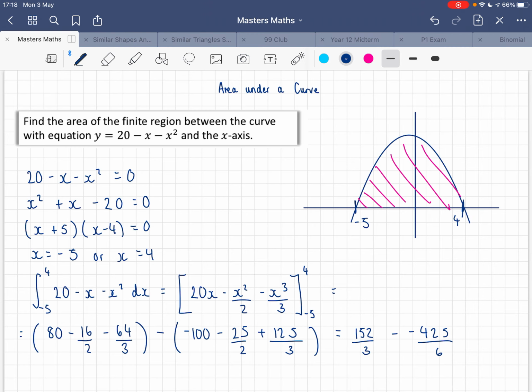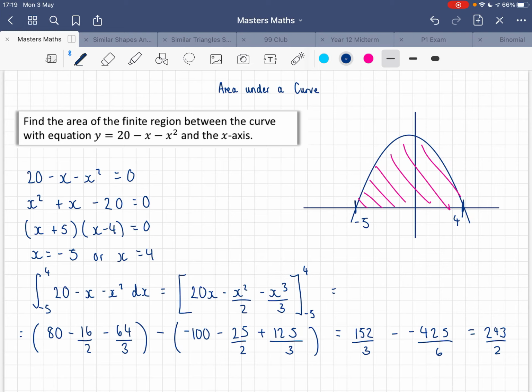425 over 6. So I have 152 over 3 plus 425 over 6. 243 over 2 is the area underneath that curve, between the curve and the x-axis. Yeah, 243 over 2. That's it.